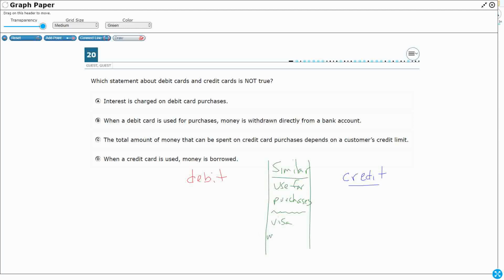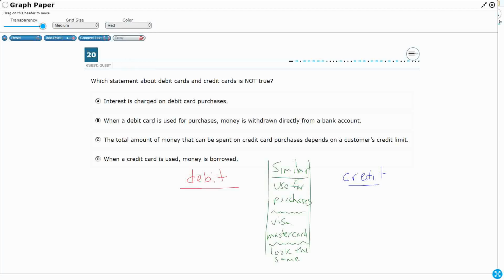You might see MasterCard, right? They're going to have the same format, the same look. They're going to have 16 digits on there for their number. They're going to have an expiration date. They're going to have a 3-digit security code on the back. Those things are similar. Now, what is the difference?